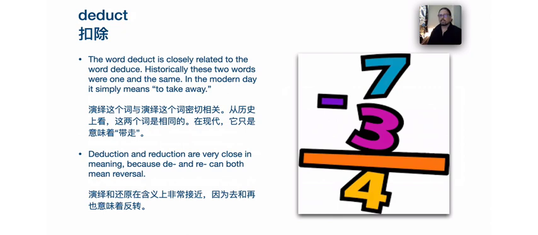The word deduct is closely related to the word deduce. Historically, these two words were one and the same. In the modern day, deduct simply means to take away. Deduce means to reason and come to a conclusion through consideration, observation, and analysis. So deduction and reduction are very close in meaning because the prefixes de and re can both mean reversal.